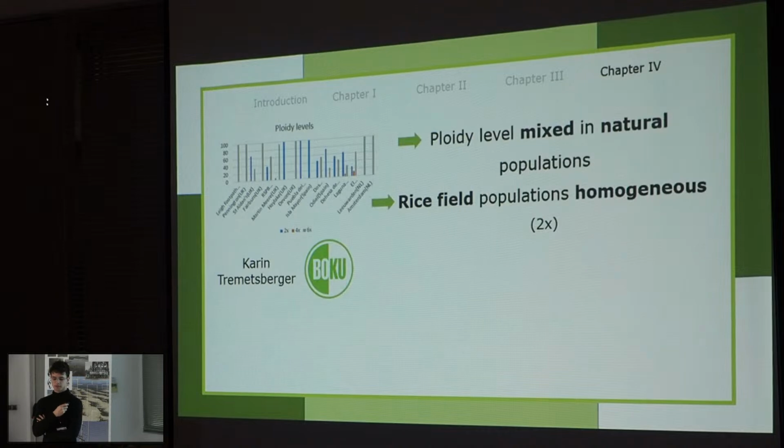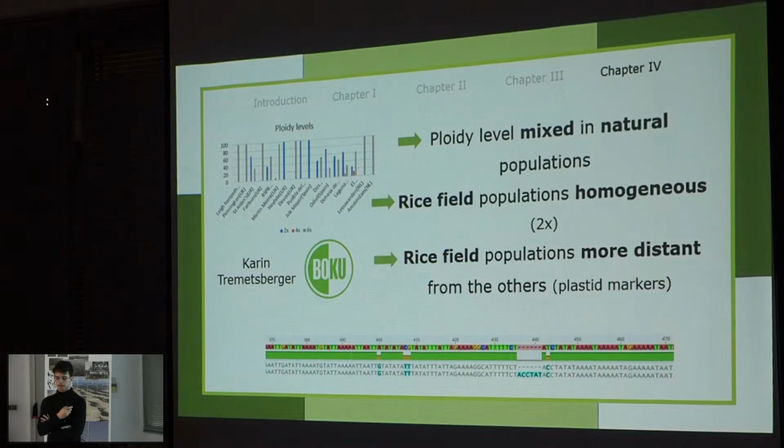These data were taken in a short stay in Vienna with Karin, and apart from that, we also tested some molecular markers with very few individuals to see what the connection between them was. We found that the rice field populations, the ones that were homogeneous and diploid, were the most distant compared to the other populations of the Netherlands, UK, and Doñana.